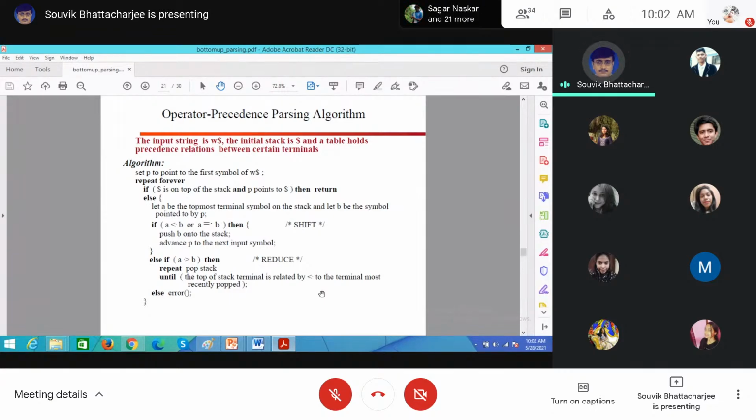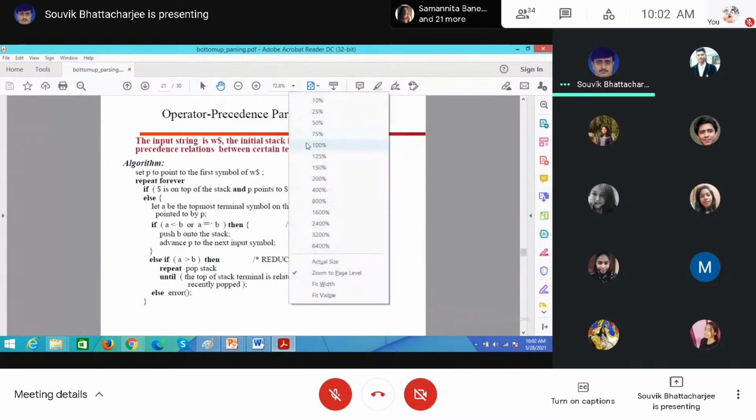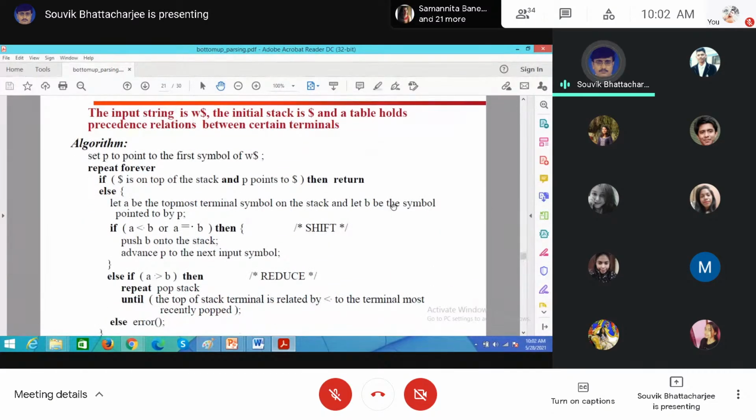Again, let A be the topmost terminal symbol on the stack and B be the symbol pointed to by P, that is, the symbol in the input string. Now, if A has lesser or equal precedence than B, then push B onto the stack, that is the shift operation, and advance P to the next input symbol. Else if A has greater precedence than B, then pop the stack and reduce.